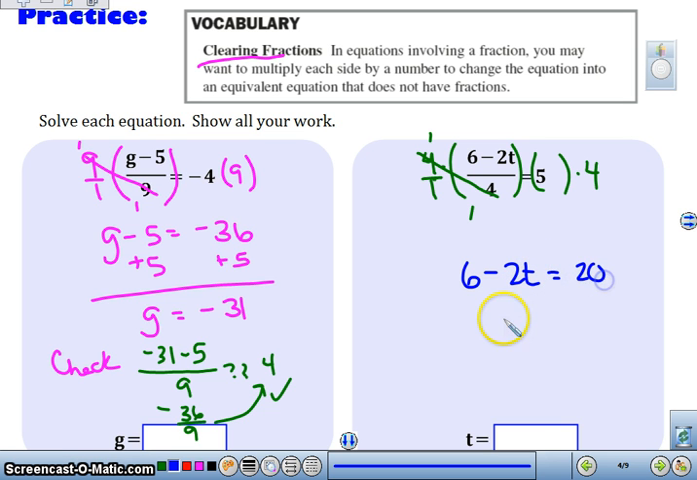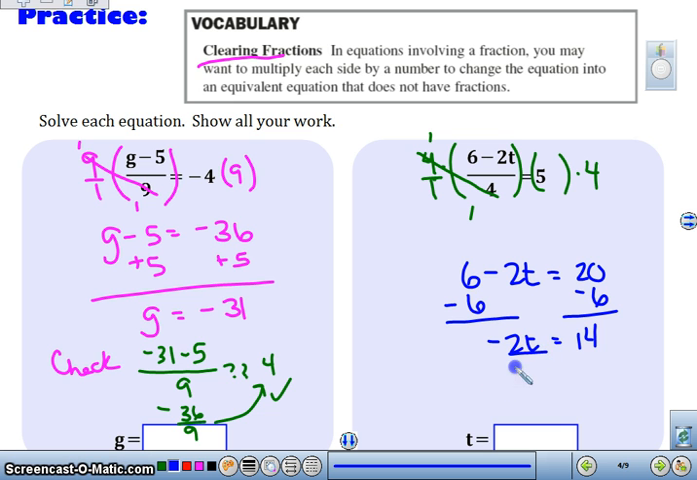Equals 20. How do I get the negative 2t by itself? This is where some of you are making some mistakes, right? You're getting a little mixed up on stuff. You are subtracting 6, but now it is not 2t, it's still negative 2t equals 14.